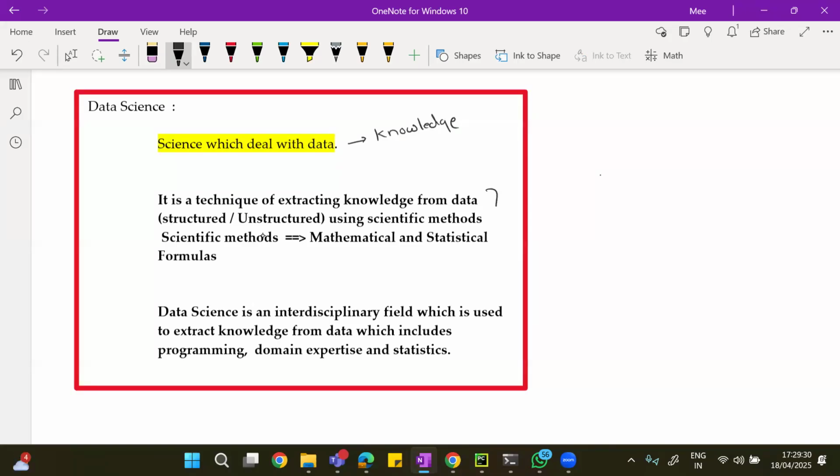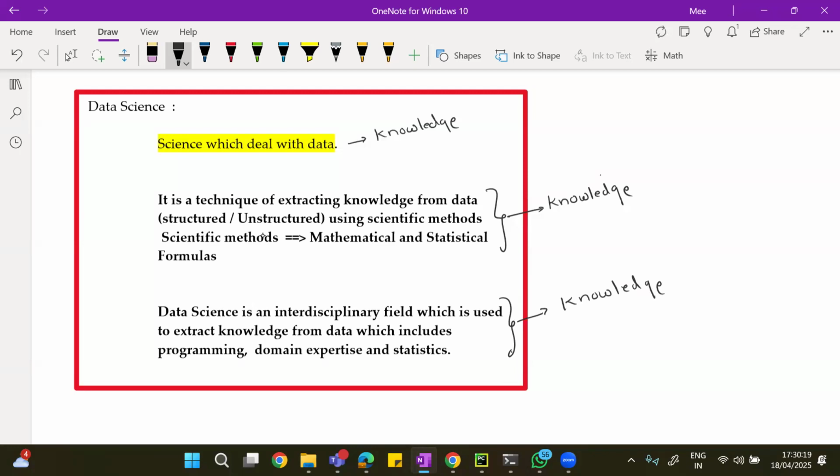Now, here it says it is a technique of extracting knowledge from the data using scientific method. This is also extracting knowledge. And this one says it is an interdisciplinary field used to extract knowledge, which includes programming, domain expertise, and scientific studies. This also speaks about knowledge. In simple terminology, all of this says that data science is the study of data which extracts the knowledge from that data.